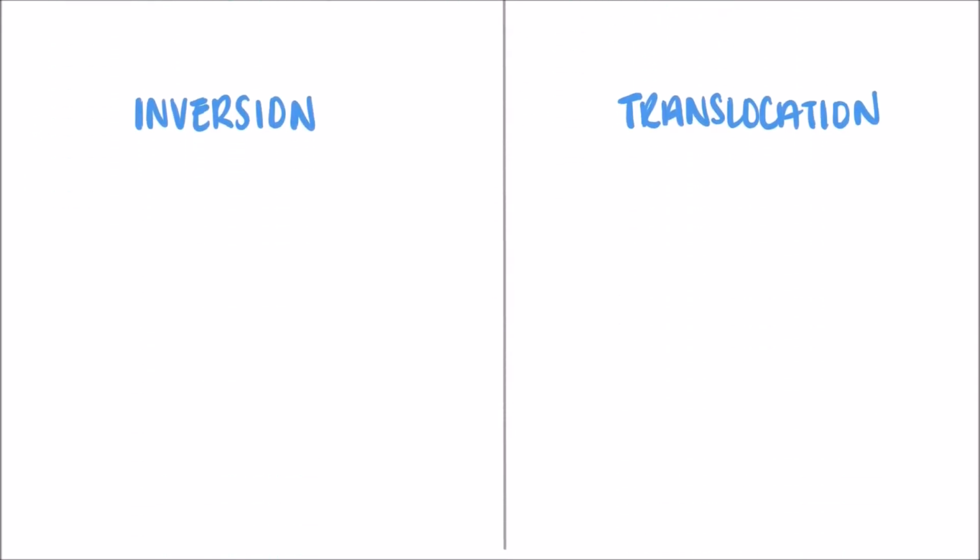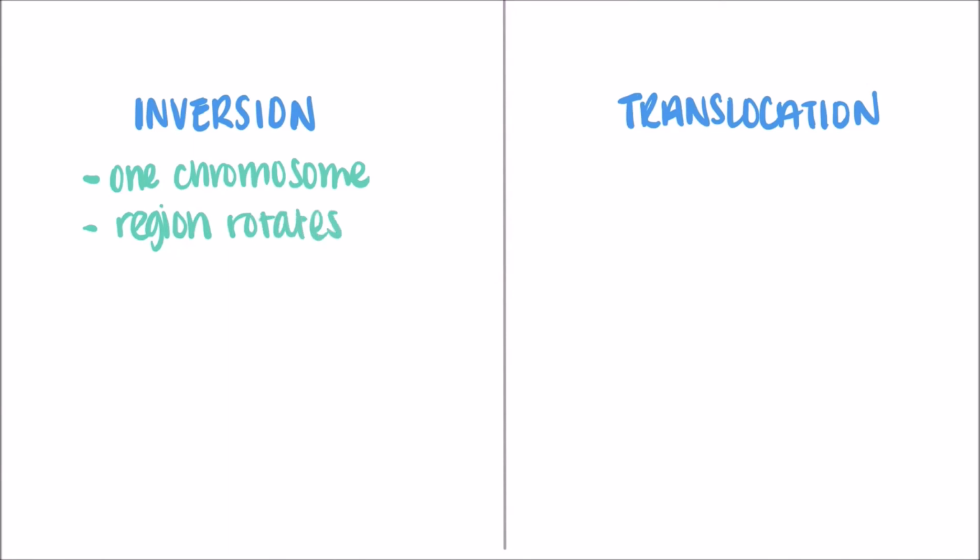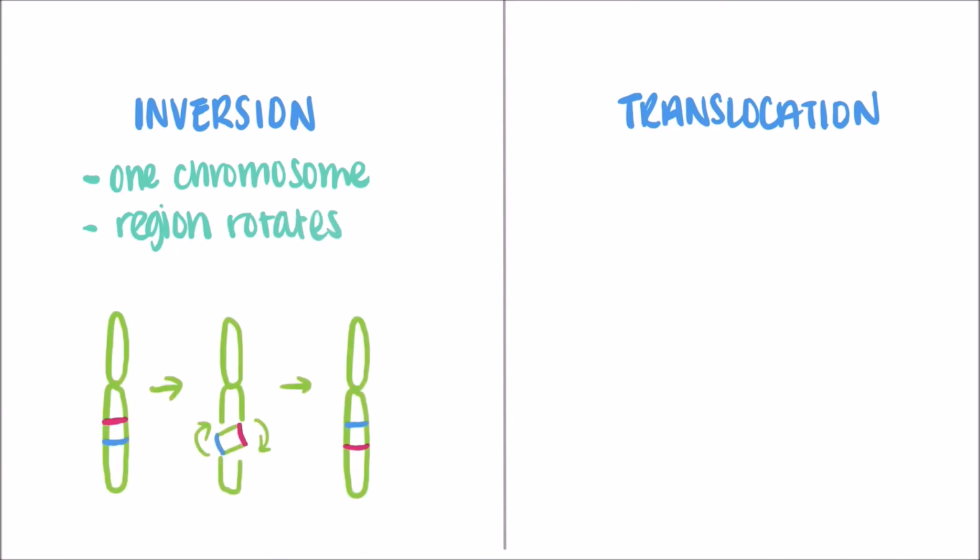And finally, inversion and translocation. These are both structural variations. However, inversion is when a region of one chromosome breaks off, then rotates so that it's upside down, before rejoining the same chromosome. Translocation occurs between two chromosomes, where they swap the regions that have broken off.